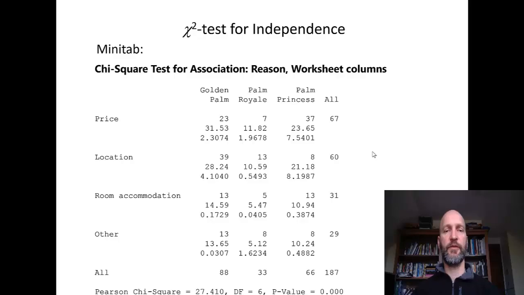Here are the Minitab results for this chi-square test. You can see that the chi-square test statistic is given down here in the bottom, 27.41. Degrees of freedom are 6, and the p-value is 0.